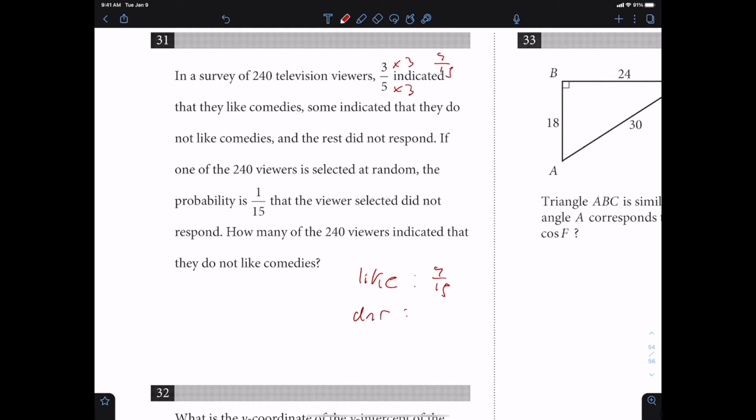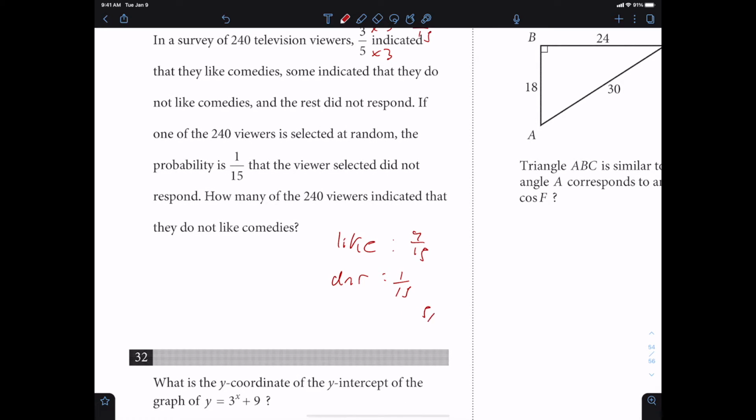Did not respond is 1/15. So if we add these together, we're only left with 5/15 of the population that could indicate that they did not like comedies, because there's only 3 categories, right? Like, didn't respond, and don't like. Don't like has to be 5/15 or 1/3. But I just realized that they're asking for how many of the 240 viewers. So it's going to be 1/3 of those 240, which is 80.